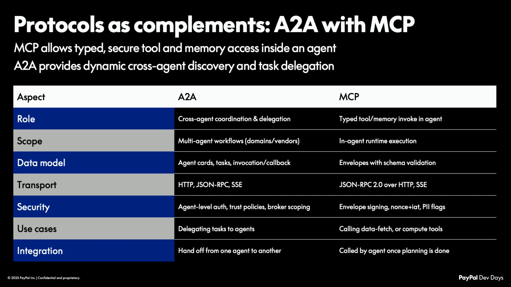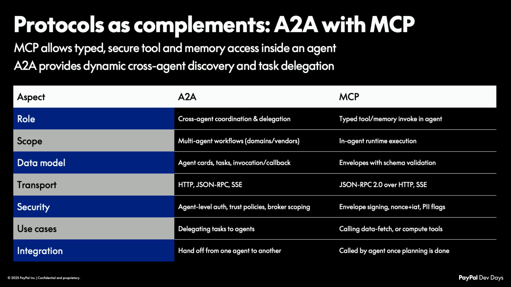From a security point of view, since you're not doing a ton of context exchange at the agent level, here you have agent-level authentication. There are some trust policies, so that I can trust this agent, and it can do its job through an agent card discovery, and there is broker scoping there as well. And in MCP, you need explicit envelope signing. You need nonce and IAT attributes there, and PII identification there.